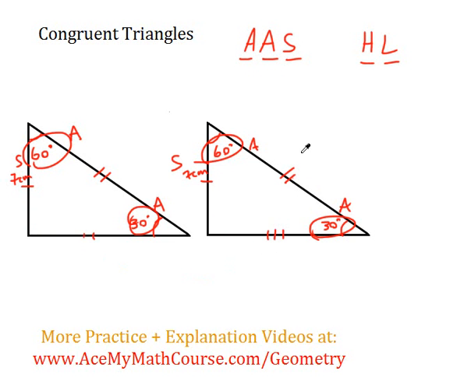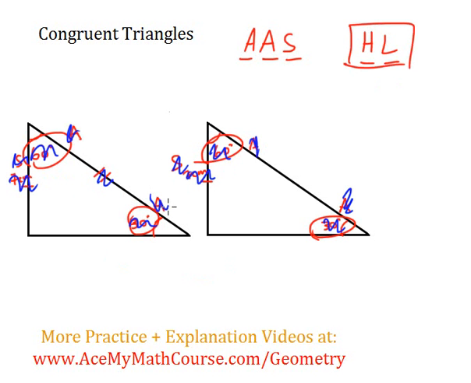Now let me introduce hypotenuse leg, which is another condition. So now let's for a second forget about the things that I said before. Okay. So let's say that we know for a fact that these two angles measure 90 degrees. So that's why we have the little square here. They indicate that these angles are both measuring 90 degrees.